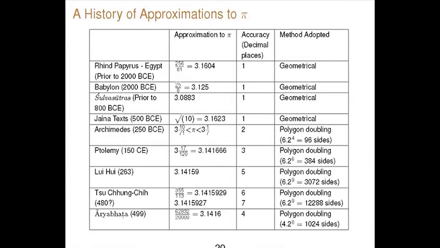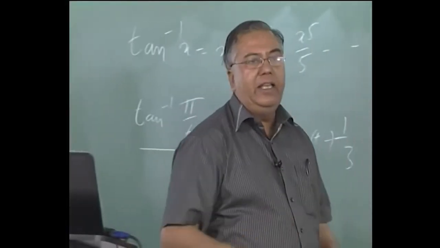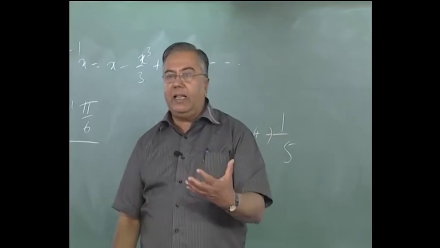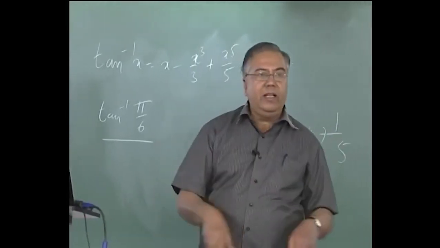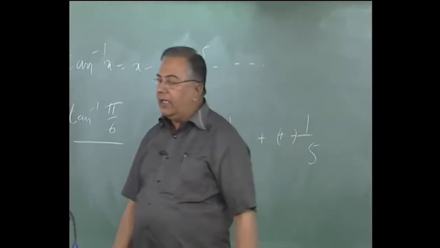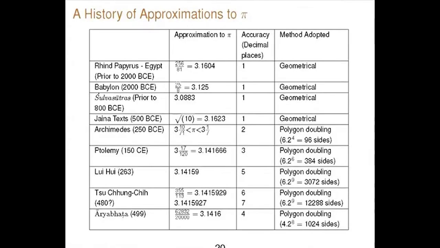Now the method adopted is this. What I mean by polygon doubling is essentially either you take a hexagon inscribed and a hexagon circumscribing a circle and go on converting into a 12 sided figure, 24 sided figure, or you take a square inscribed and a square circumscribed, go on doubling into octagon, etc. So as you can see, even for Ptolemy's value, it is estimated that you need 6 steps and it is a 384 sided polygon you have to consider. To get the Aryabhata value, you need to take 4 steps from an octagon, 1024 sides are needed. Now till the time of Aryabhata, there was no good algorithm to even make this calculation.